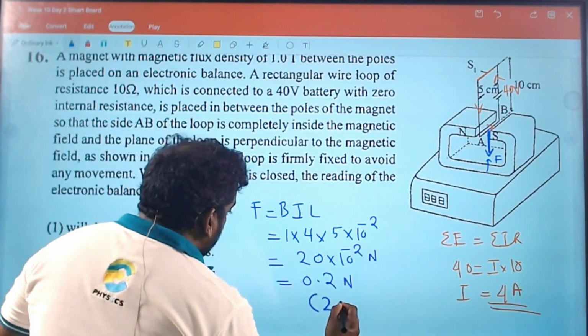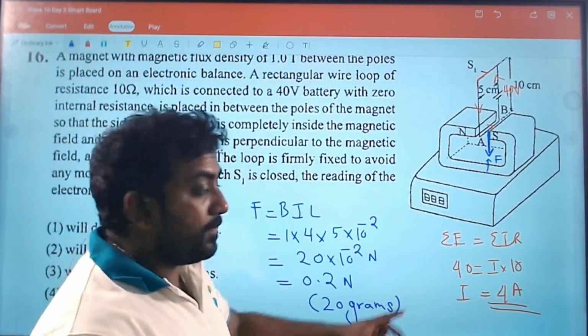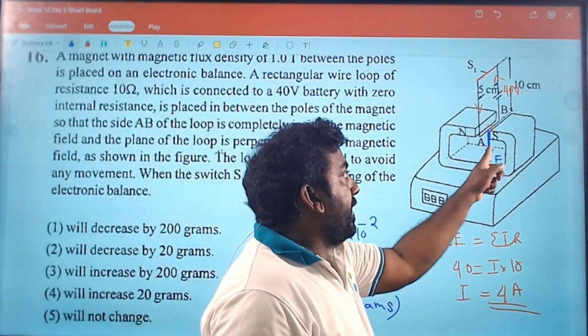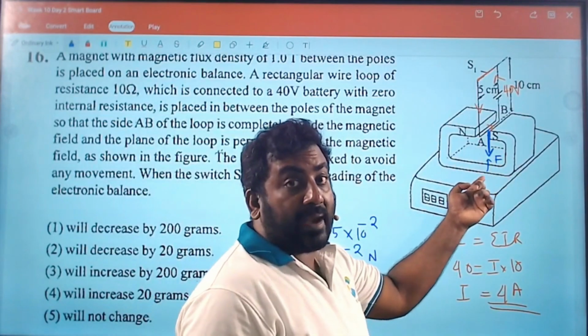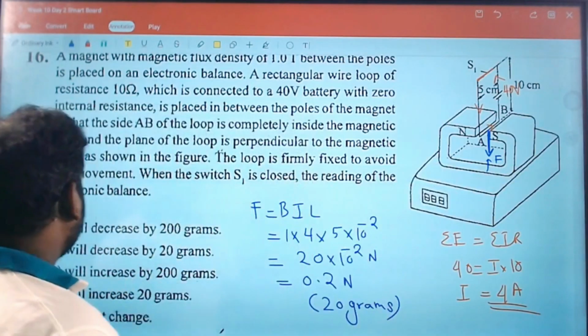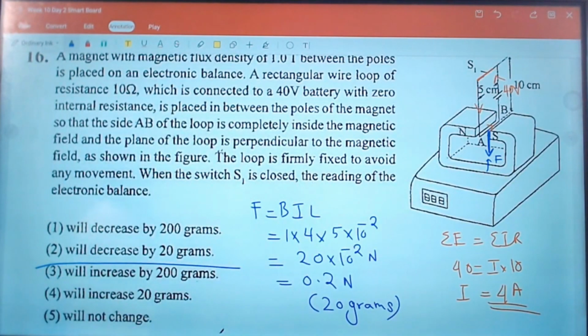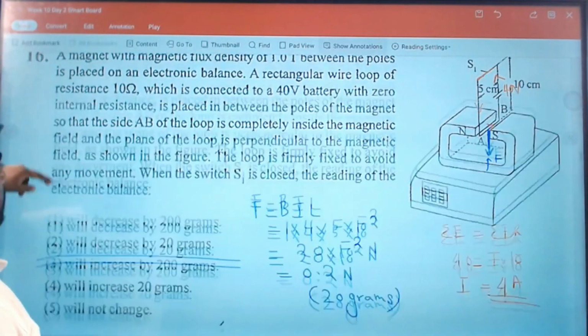So the reaction will increase or reduce. Reduce by 20 grams. Why? Magnet is pulling the rod down, rod is pulling the magnet up. Magnet is touching the surface. So magnet is moving up means reaction reduces. So it will decrease by 20 grams. Decrease by 20 grams. Okay.